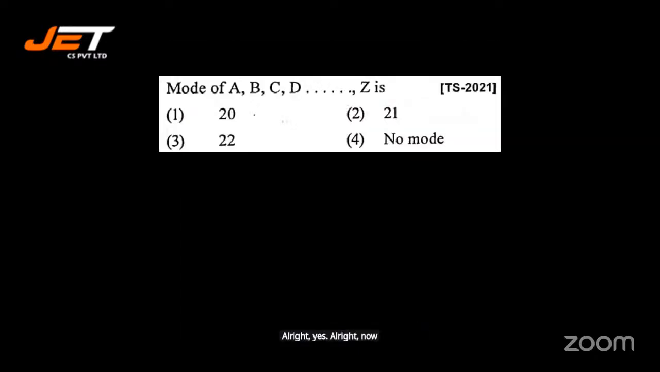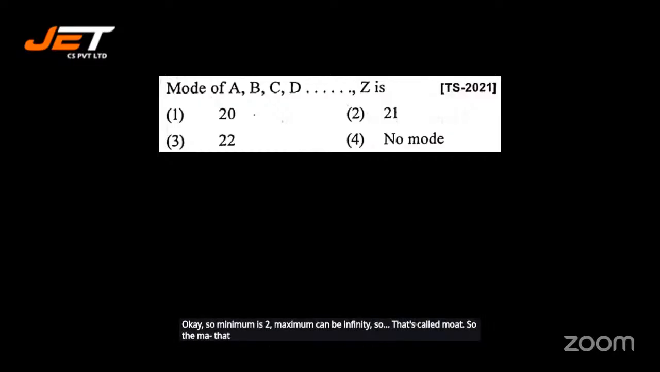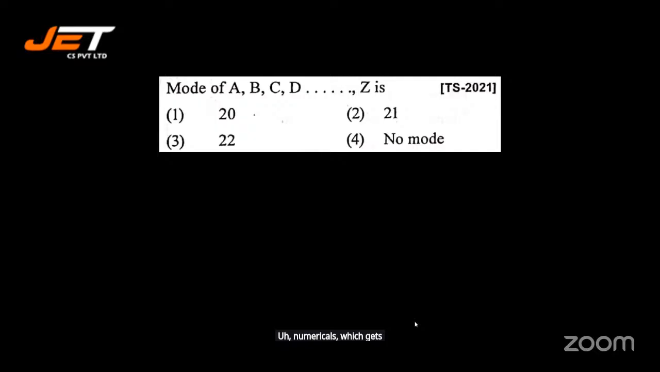Now let's move on to the next question. Mode of A, B, C, D, and so on till Z is dash. Right? So one thing you should understand, what is mode? The more number of times when a variable or a number gets repeated more than once. Okay, so minimum is 2, maximum can be infinity. So that's called mode. So that is any variable or numericals which gets repeated more number of times.